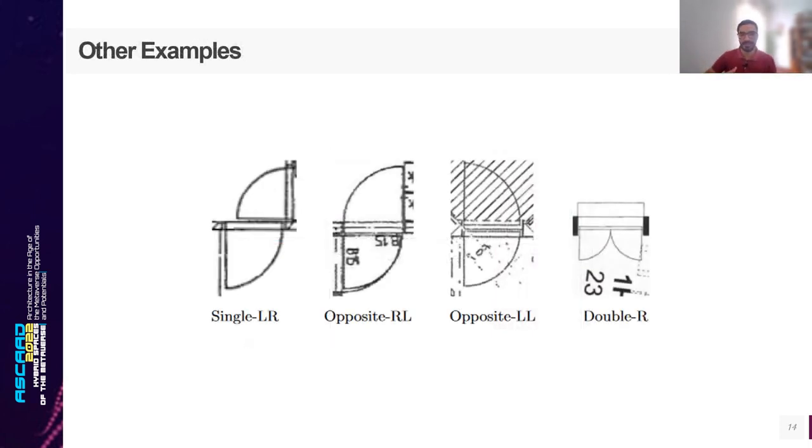So these are some other examples generated by our process. The first one is a left reverse but includes another door above it. We have a door that opens in both directions but switches the axis depending on the opening direction, and some other examples. For all of these, the semantic information is extracted in the same manner.